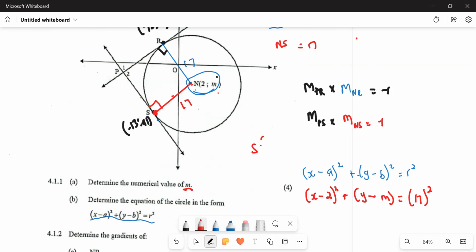If we use point S, we have minus 13 again, which goes with minus 11. So we have minus 13 minus 2 all squared, plus minus 11 minus m all squared. This is going to give us 289. If you say square root of 17, you get 289 again.